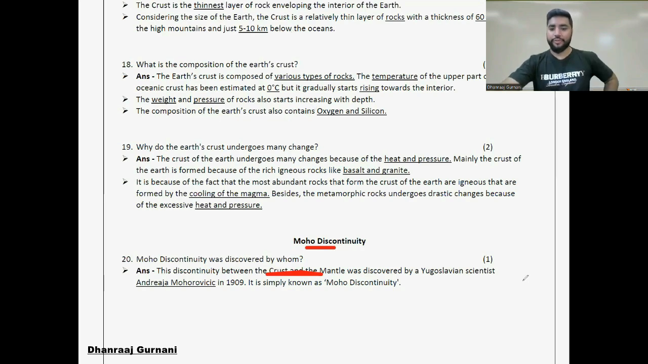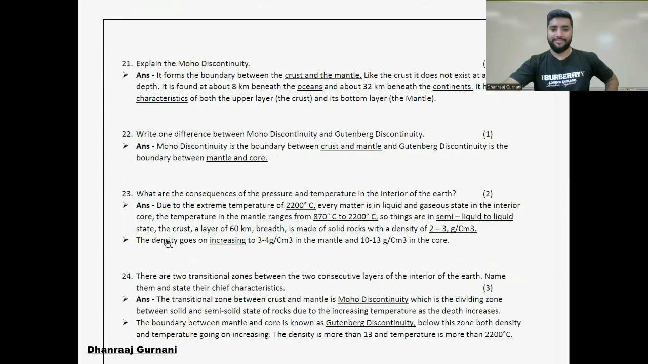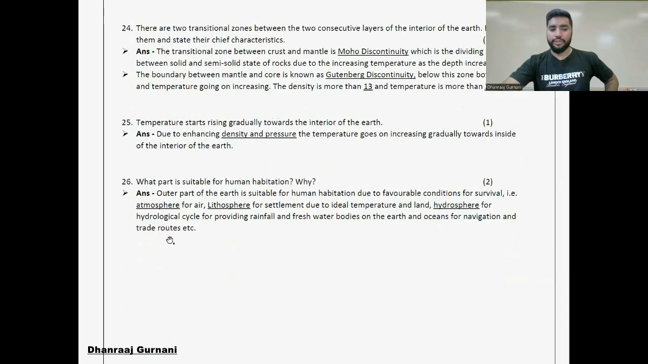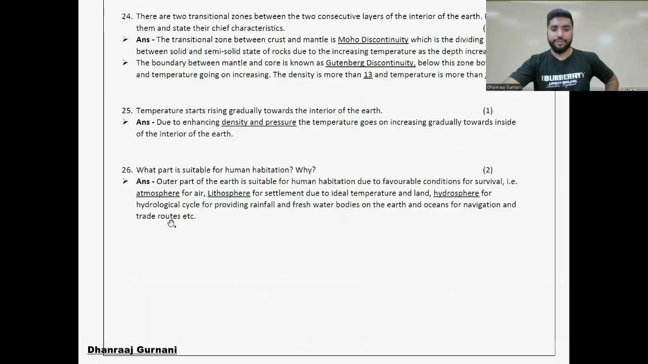This discontinuity was discovered by the Yugoslavian scientist Andrija Mohorovicic in 1909, hence it is known as the Moho discontinuity. Let's see the Moho discontinuity in the image.